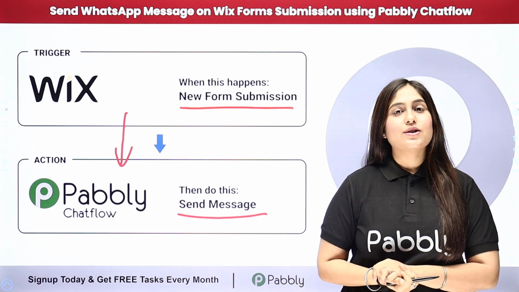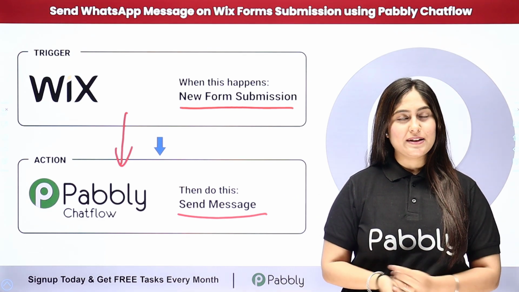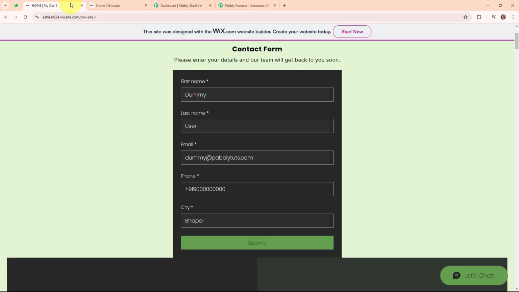So to see the working of this automation and to learn this process step by step, let me take you to my screen. Welcome to my screen. So in this video, I'll show you how to automatically send a WhatsApp message whenever a Wix form is submitted using Pabbly Chatflow. So this automation helps you instantly engage with your leads, send confirmations or provide important updates without any manual effort. So stay tuned as I walk you through the entire setup step by step.